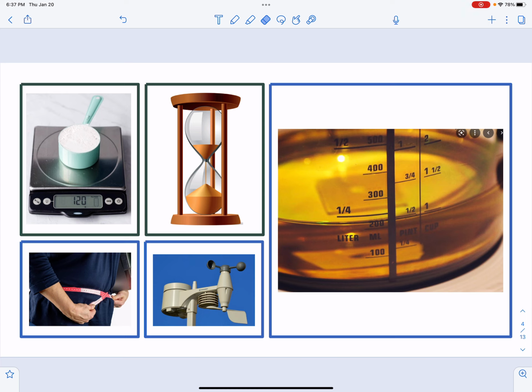We measure mass, we measure time, we measure length, we measure a lot of other stuff like the speed of wind, the humidity, and so on. And on a daily basis, we probably are measuring volume, everything we drink, everything we eat, and all that kind of stuff. So measurements are all around you.